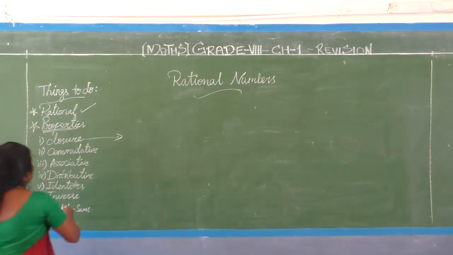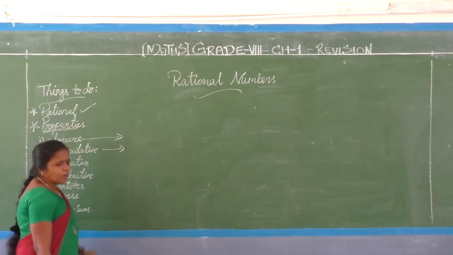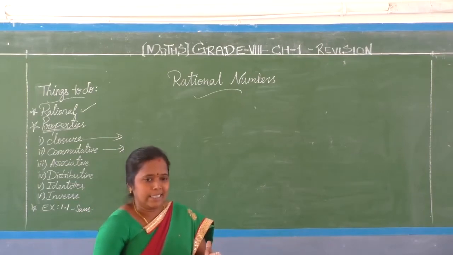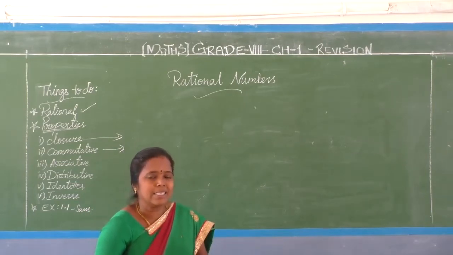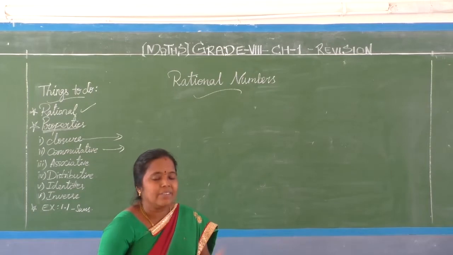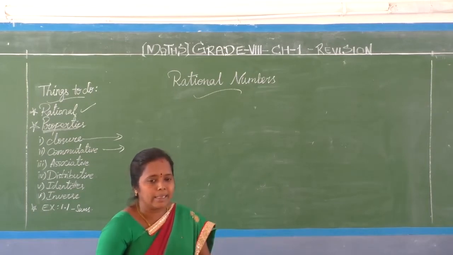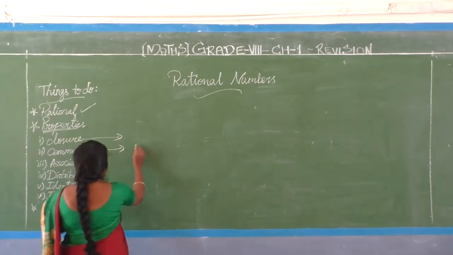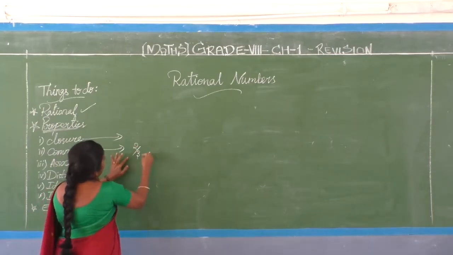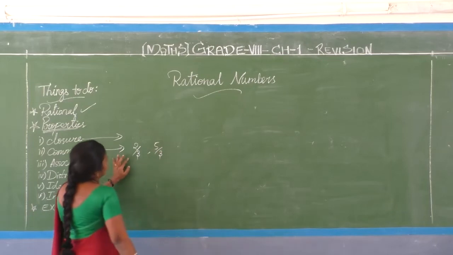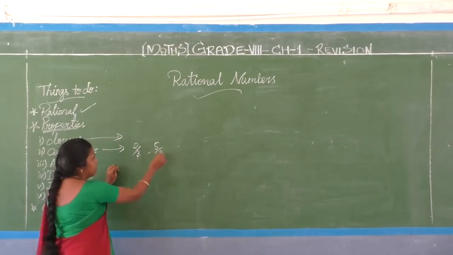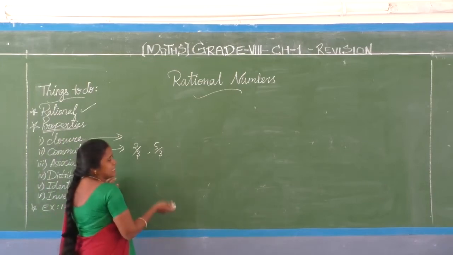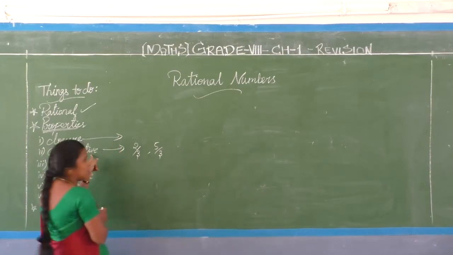See the next one, the commutative property. Here in the commutative section, what we have seen already: we can add and multiply the numbers in any order. That is commutativity. In general, if you take any two rational numbers, 2 by 3 is one rational number, 5 by 3 is another. Applying the operation, if we change the place also, we will get the same. That is called commutativity. Clear?